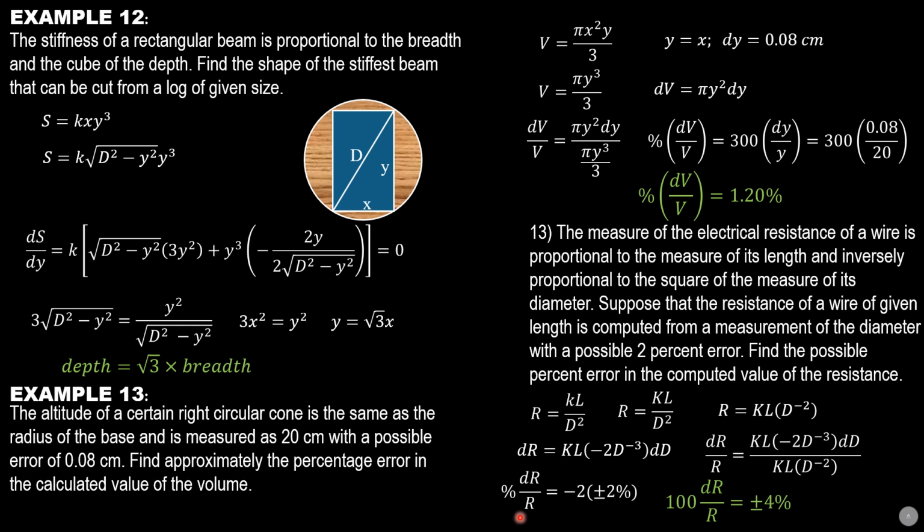So percent error in the computed value of the resistance is equal to negative 2 times percent of dD over D, which is plus or minus 2%, because that's not clearly stated here. So there are two possibilities. It may be positive or negative. So therefore, the percent error in the computed value of the resistance is plus or minus 4%.